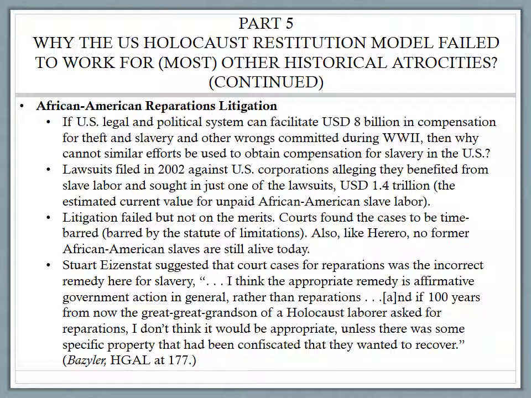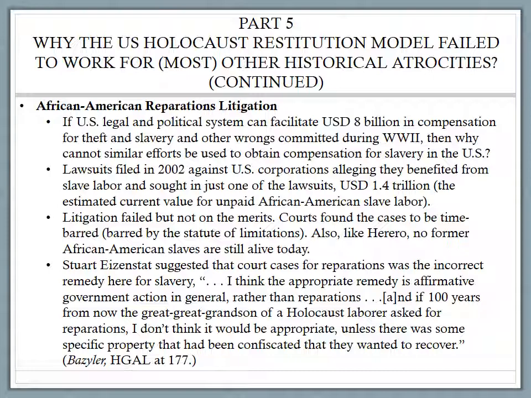What about African American reparations litigation? Like the Herero genocide litigation, the event in question happened a long time ago, more than 100 years ago. But unlike the Herero genocide litigation, it happened on US soil, making it less attenuated to bring a case in a US court for this type of reparation.